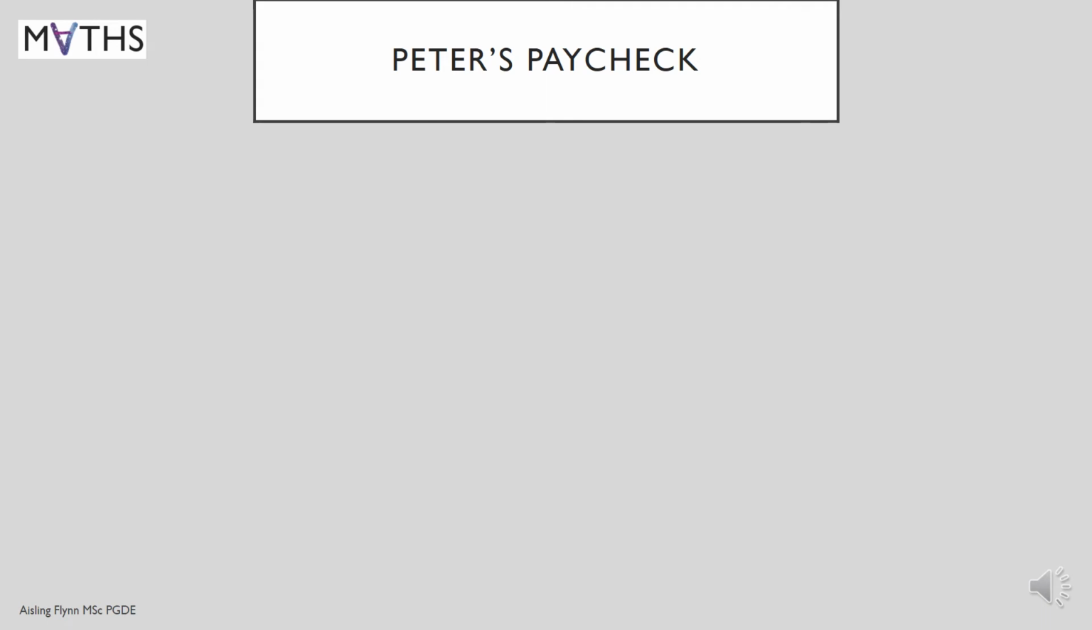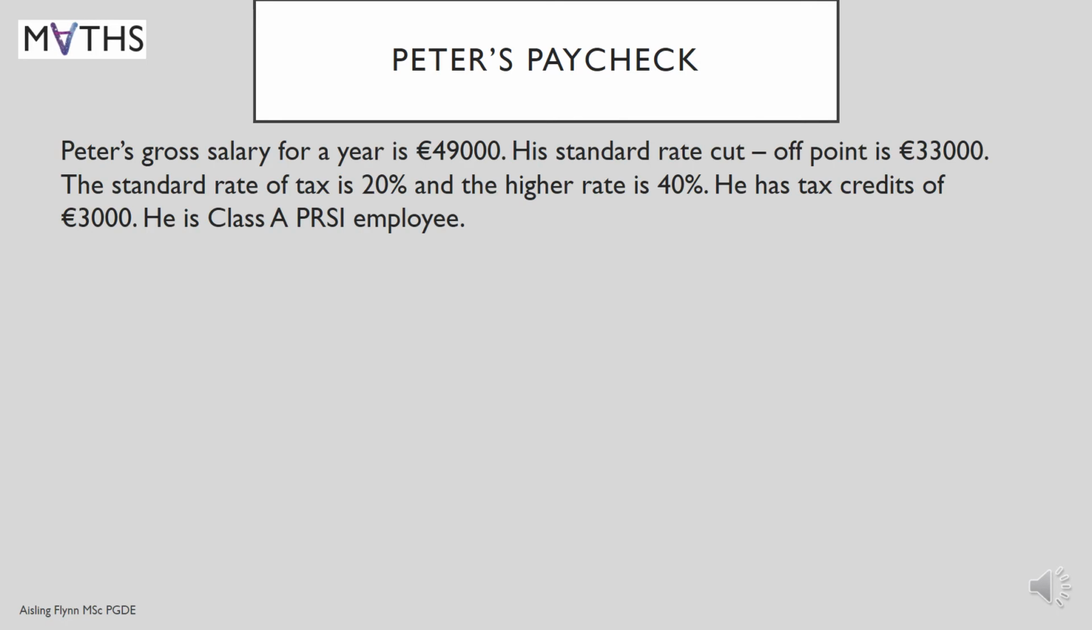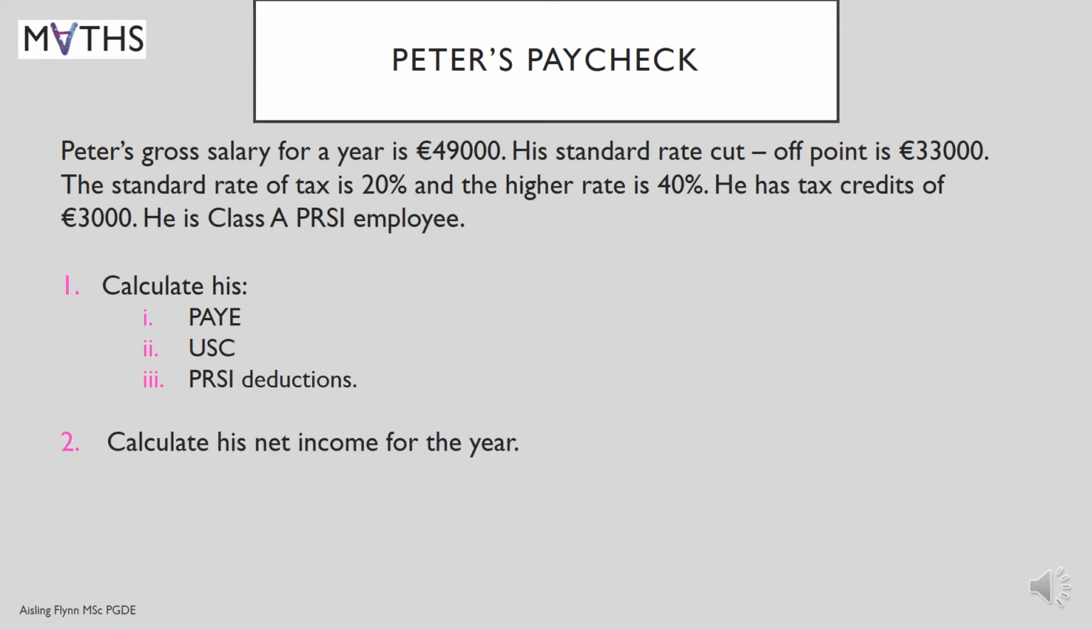So let's put that information into practice and let's look at Peter's paycheck. Peter's gross salary for a year is €49,000. His standard rate cut-off point is €33,000. The standard rate of tax is 20% and the higher rate is 40%. He has tax credits of €3,000 and he is a Class A PRSI employee. Calculate his PAYE, number 1, USC, number 2, and PRSI, number 3. So calculate those deductions and then calculate his net income for the year.